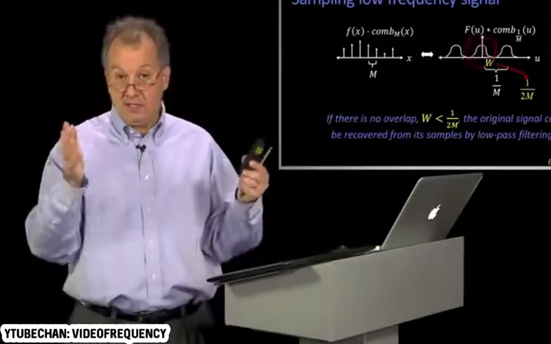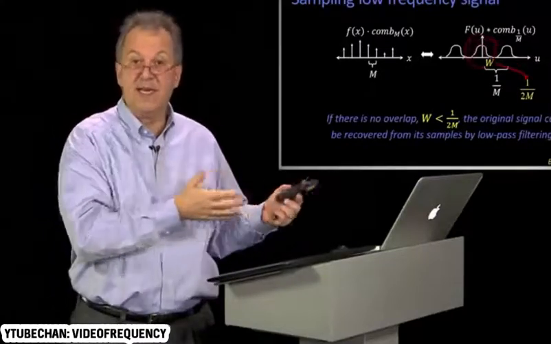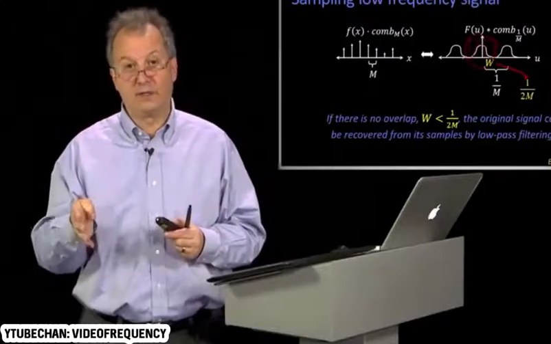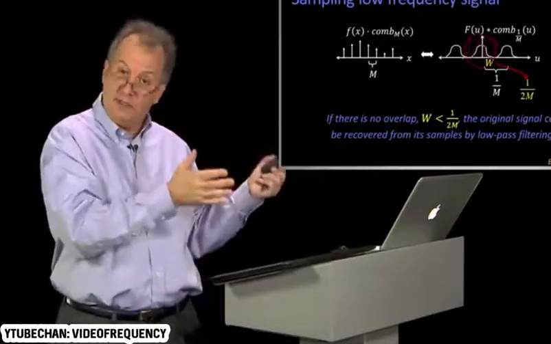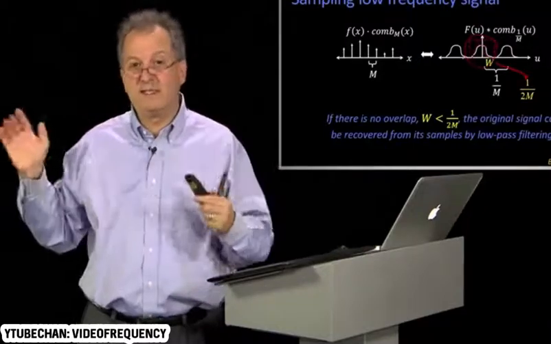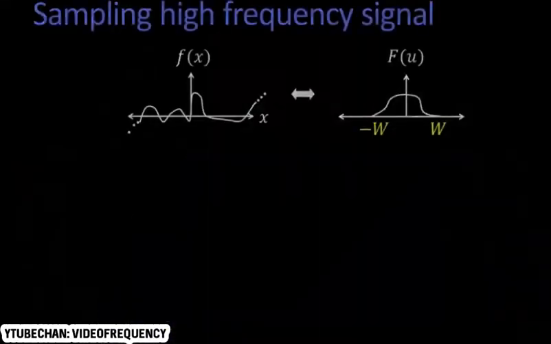By the way, CDs, like we were talking about, sample at 44 kilohertz. Why? So that we can recover everything up to 22 kilohertz, which is the extent of human hearing. So as long as my frequencies are low enough, I'm okay. But what if they're not low enough? What happens? Well, now, let's suppose I have a higher frequency thing.